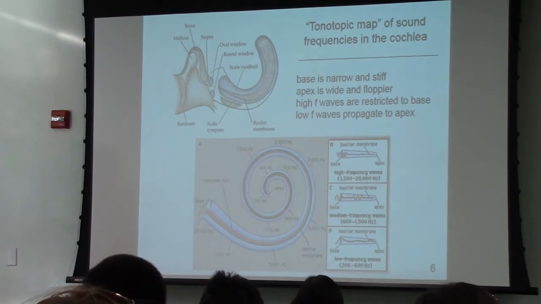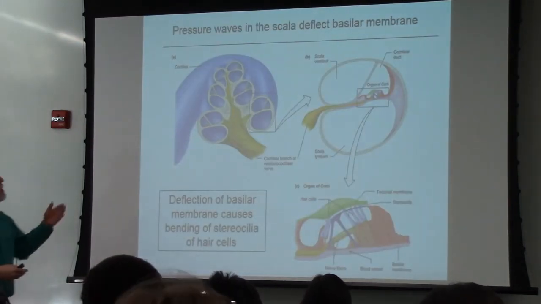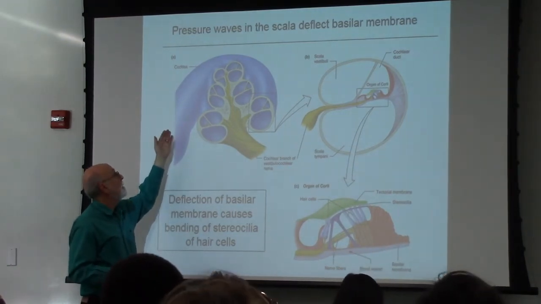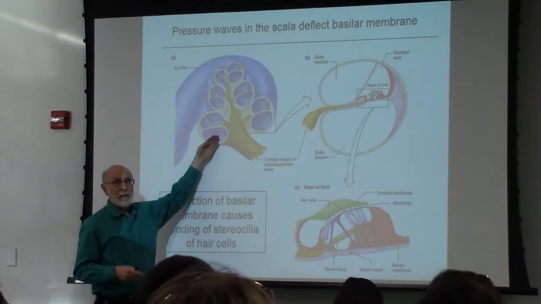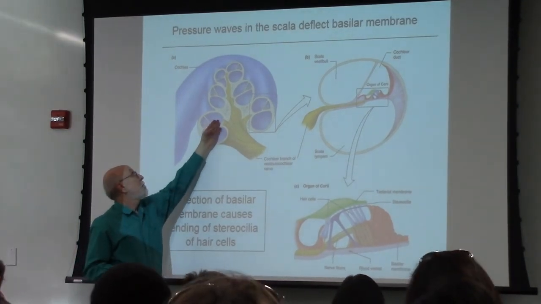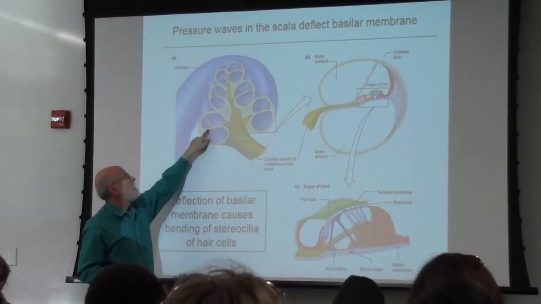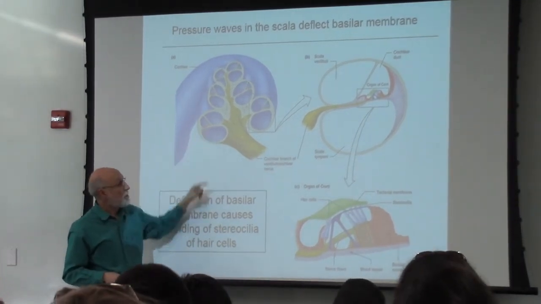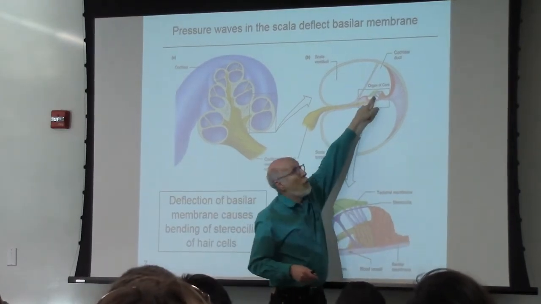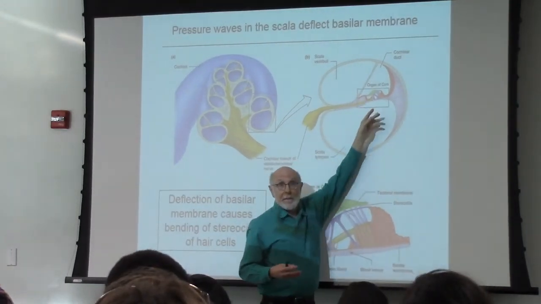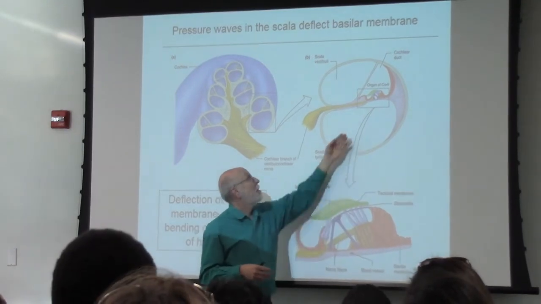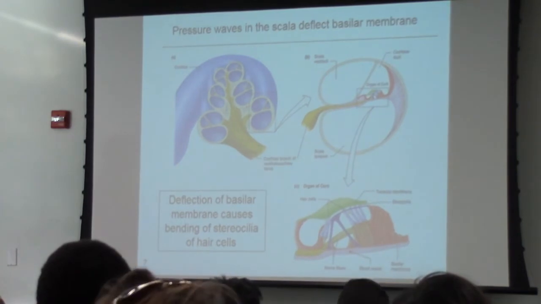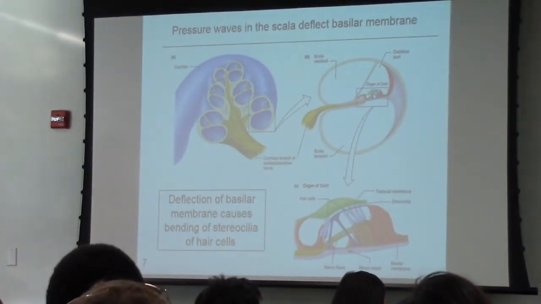Okay, so here is a cross-section of the cochlea: scala vestibuli, scala tympani. This is the basilar membrane that holds the organ of Corti, that holds the hair cells. So let's go through the anatomy again a little bit.